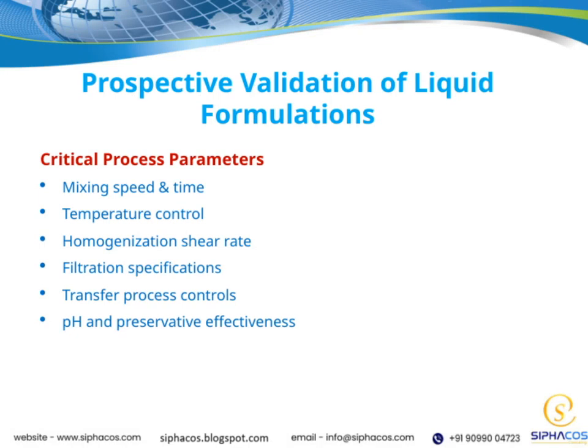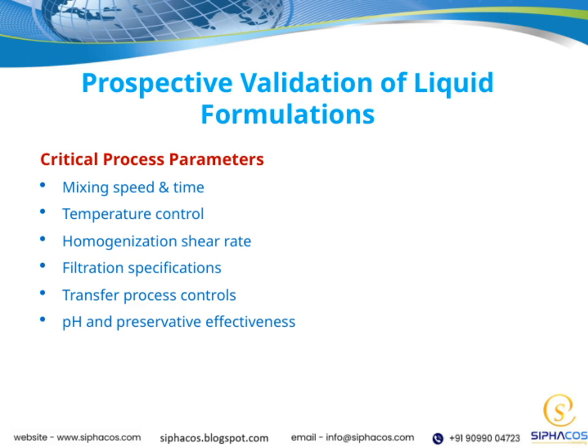Now, let's take a closer look at some of the critical process parameters that are essential for ensuring the quality and consistency of liquid formulations. First up is mixing speed and time. These factors are crucial because they directly influence the uniformity of the mixture, ensuring that ingredients are evenly distributed. Next, temperature control plays a vital role. Maintaining the right temperature helps preserve the stability of sensitive components and supports proper chemical reactions during processing. Homogenization shear rate is another important parameter. It affects the particle size and dispersion, which in turn impact the product's stability and performance.